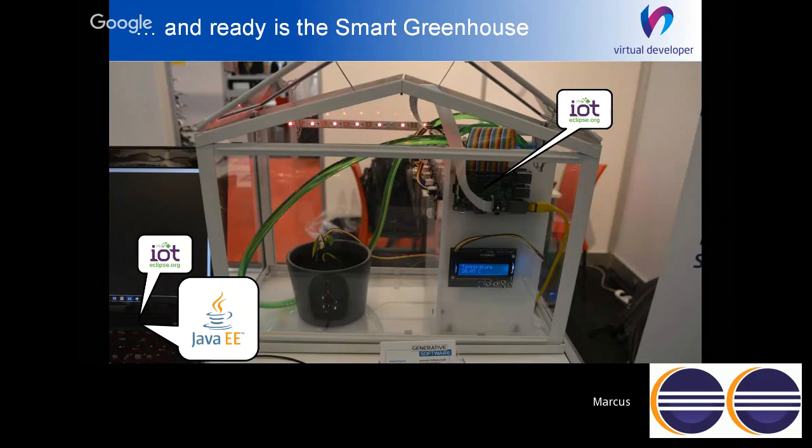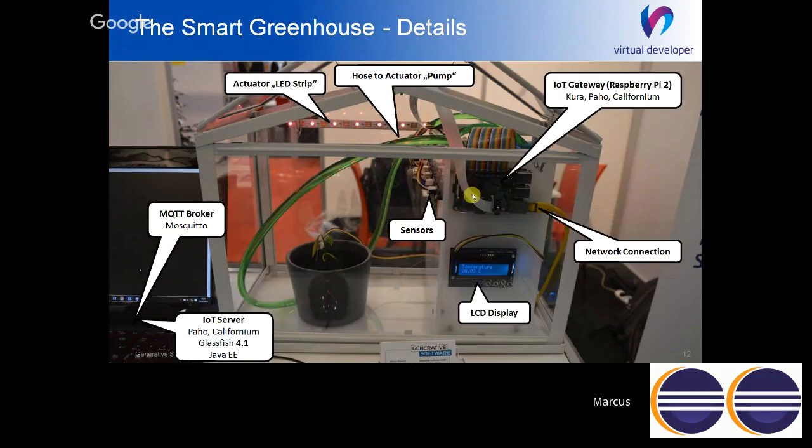Here you can see a picture of the greenhouse. Here you can see the Raspberry Pi, which is not from Eclipse, one of the few things which is not from Eclipse. And here you can see sensors and an LCD display, which shows all the measured values. And here on the left side, you see a notebook where we run the Mosquitto MQTT broker, which is also from Eclipse, and we run a Java Enterprise Edition application, wherein we use Paho to collect the data that we create by reading sensor values over here.